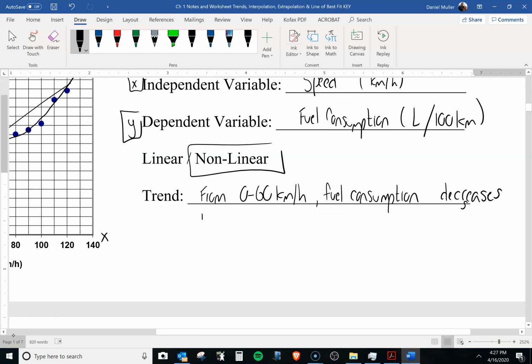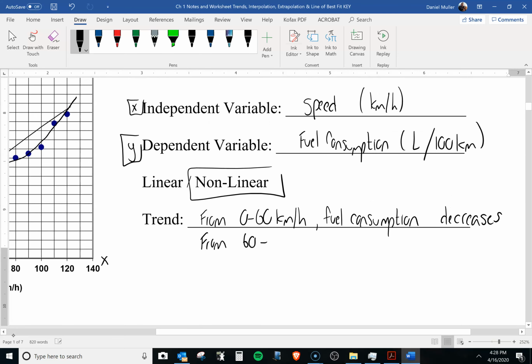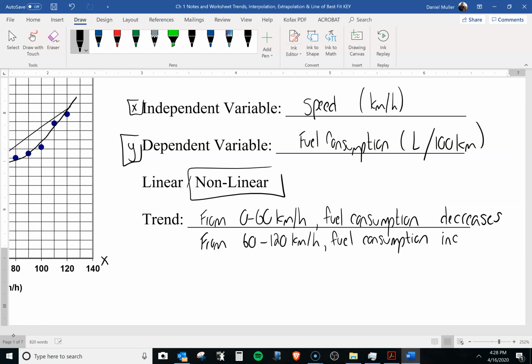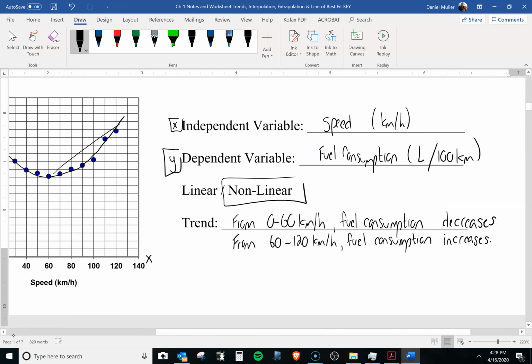And then from 60 to, I don't know, how far do I go? 120 kilometers an hour. The fuel consumption goes up. And goes up, I'm just going to write increases. But you could use the word goes up or goes down here.